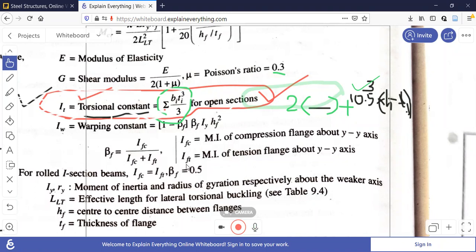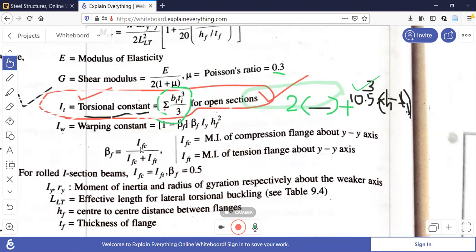IFT, you can see both are related to flanges. That is why IF is there in both. C and T mean compression and tension flanges. Top is compression flange, bottom is tension flange. So IFC equals MIF of compression flange about minor YY axis. Similarly, IFT equals MIF of tension flange about YY axis. Both will be same in case of I sections.